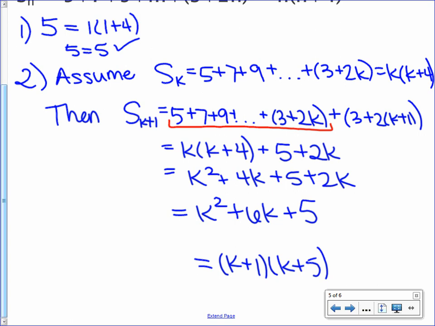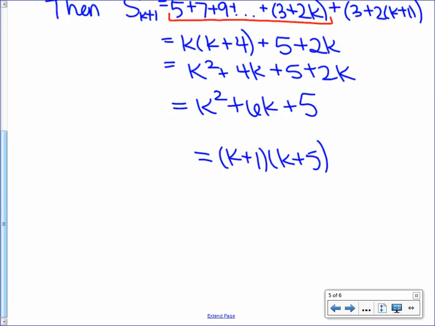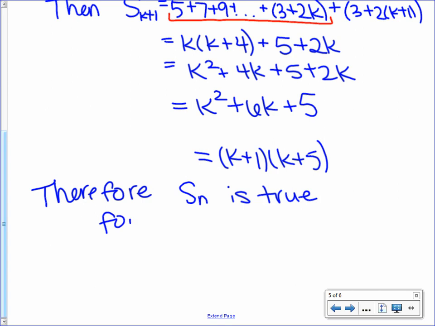Now here's what's nice, especially if you don't like factoring. We already know what this should factor to. Does it? It does. I don't care if you factor it to check or if you work backwards to check, but going from here to here, they factor to k plus 1 times k plus 5. So we've reached our final destination. We have completed our 2 steps. Therefore, our formula, if you just want to write S sub n, that is fine, or you can write it out, is true for all positive integers.